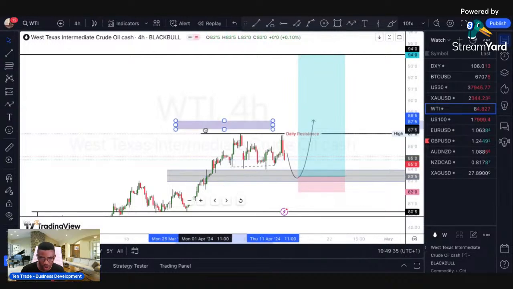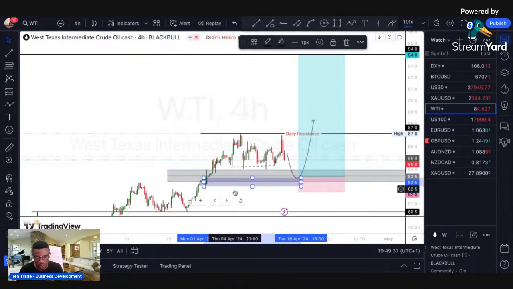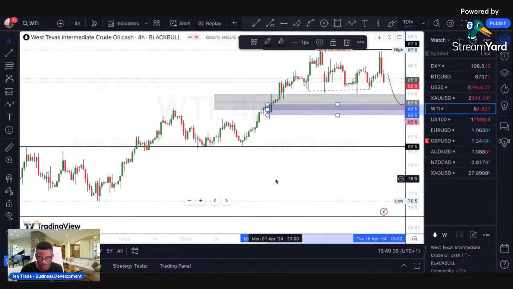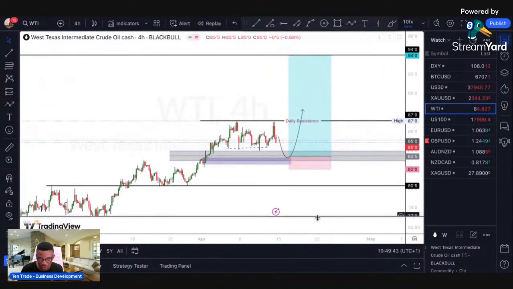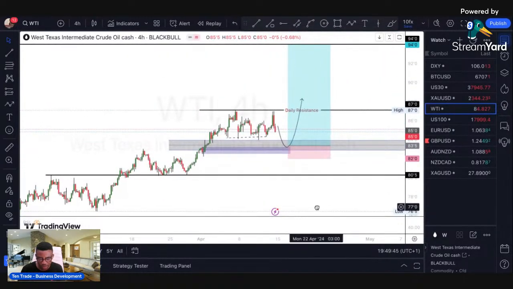So this is it for oil. This is for oil. We can take a screenshot. This is our expectation for oil. This is what we're expecting. Bullish 4 hours. So let's see how it plays out. The SL is nice, tight, and very good. Take out that zone and we are in.